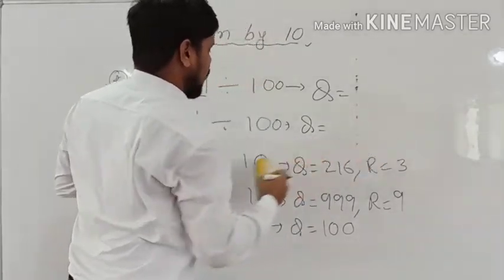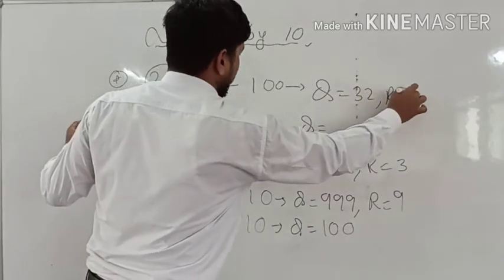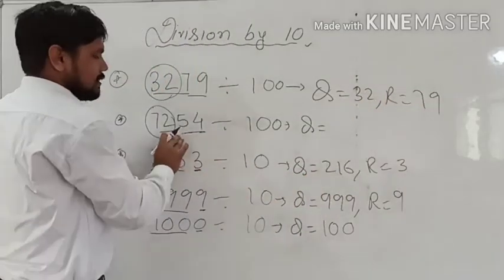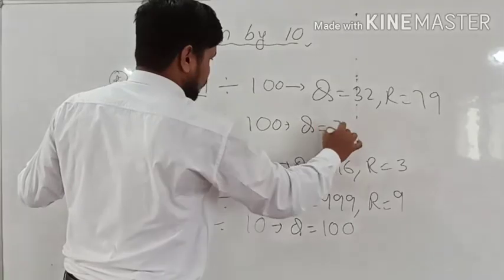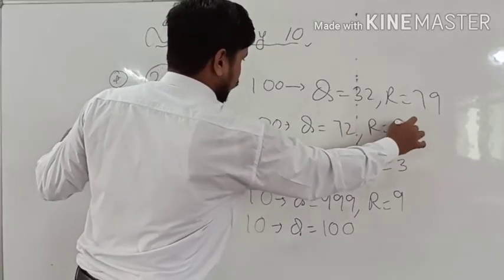Let's see. So in that case the quotient will be 32 and the remainder will be 79. In this case also the quotient will be 72 and the remainder will be 54.